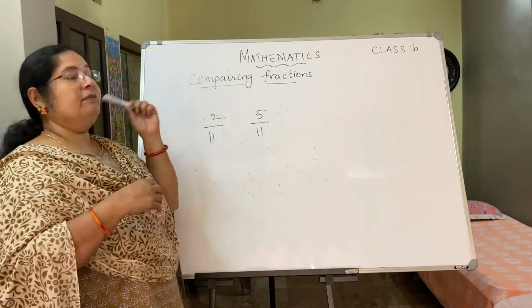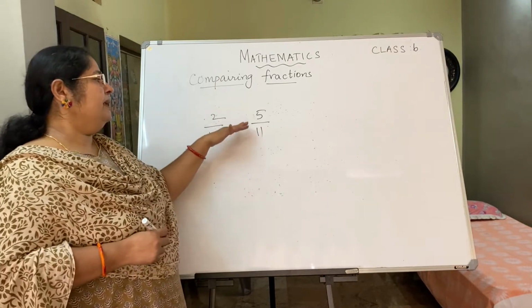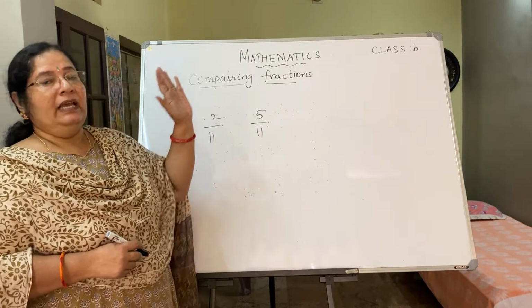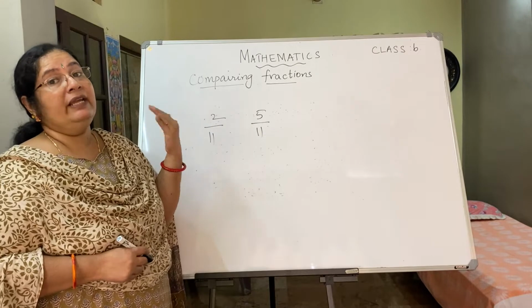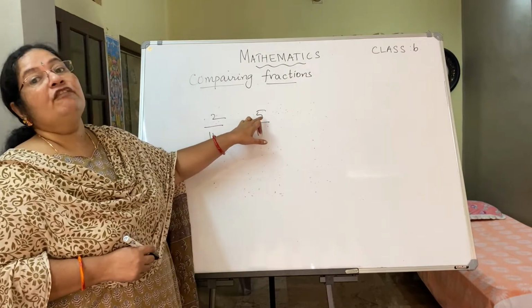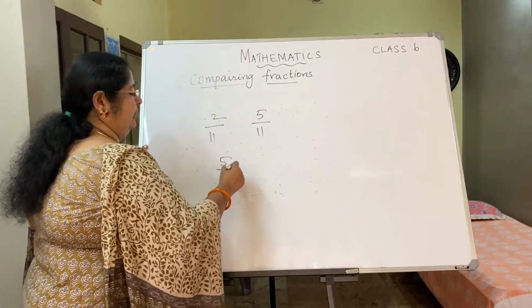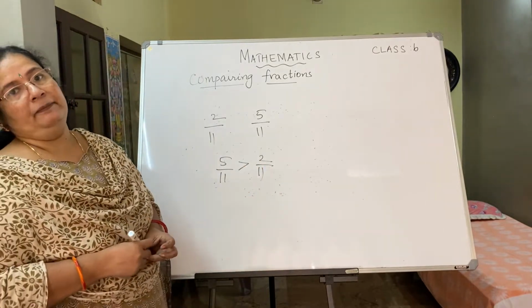How to find which among these is a greater fraction? What you do is, you simply compare the numerators. Among the numerators 2 and 5, which is greater? I am saying about the numerator. Which numerator is greater? 5 is greater. So 5 by 11 will be greater than 2 by 11.